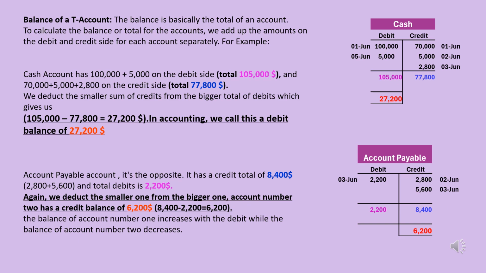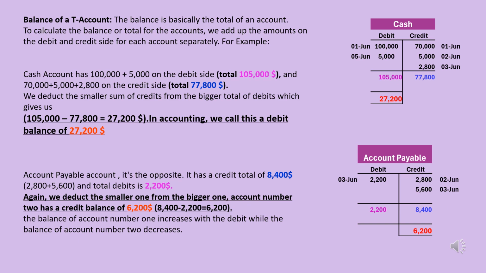$105,000. However, on June 1st, we spent $70,000. On June 2nd, we spent $5,000, and again on June 3rd, we spent $2,800. That is why it is recorded on the right side, on the credit side, which shows outflows of money. The total credit side is $70,000 plus $5,000 plus $2,800 equals $77,800.